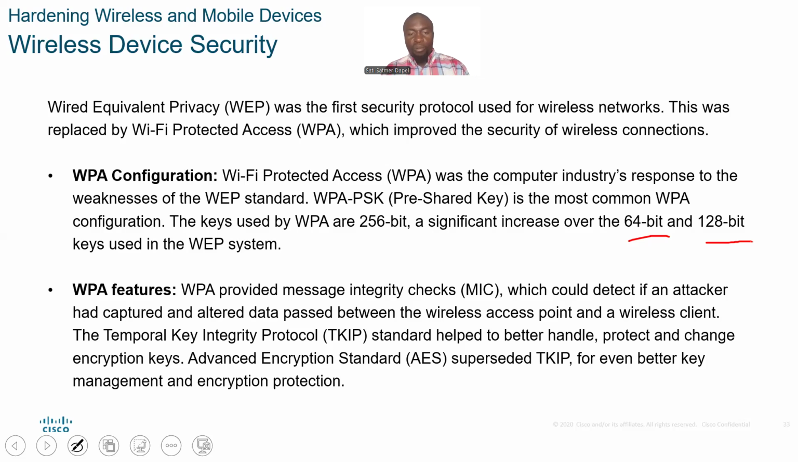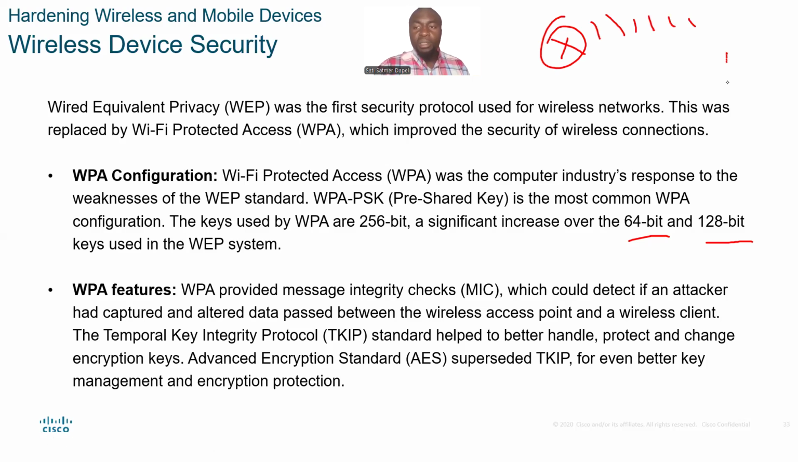WPA provides a message integrity check, which could detect if an attacker had captured and altered data passed between the wireless access point and the wireless client. The access point is the AP, all right? So you have the AP that is giving wireless, then you have the PC that is connecting to it, right?